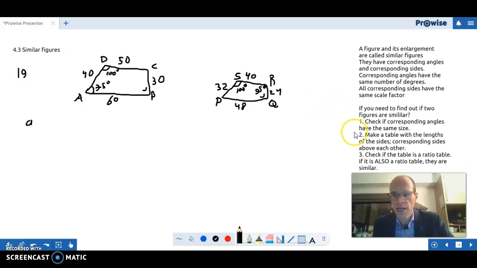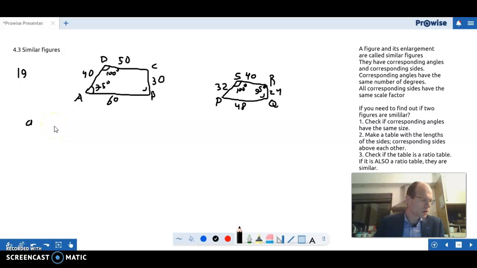If you need to check if it is similar or not, you first take a look at the angles. If they are not similar, it's not a similar figure. And if they are, you need to check if the lengths correspond to each other. So you need to make a ratio table, and check if it is a ratio table. Because if it's a ratio table, then you have a scale factor for all these corresponding sides, and then it's a similar figure.